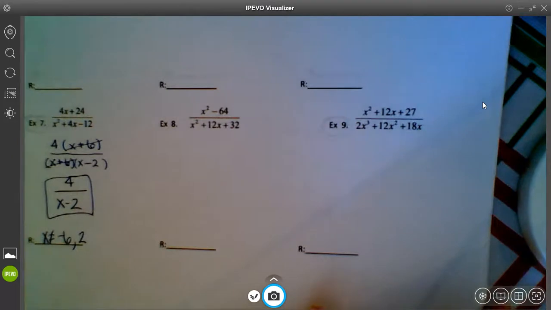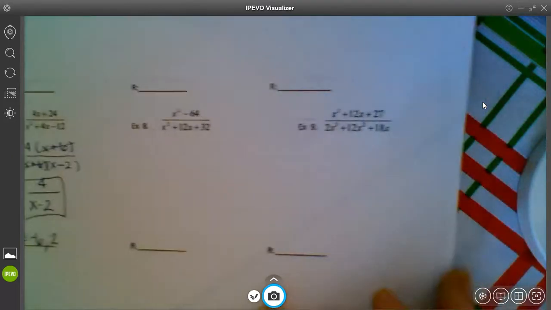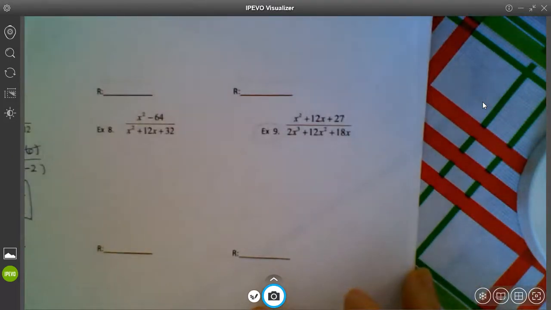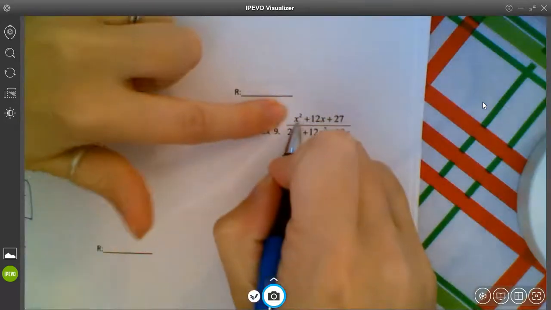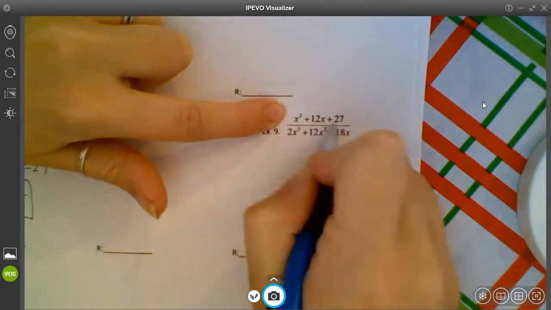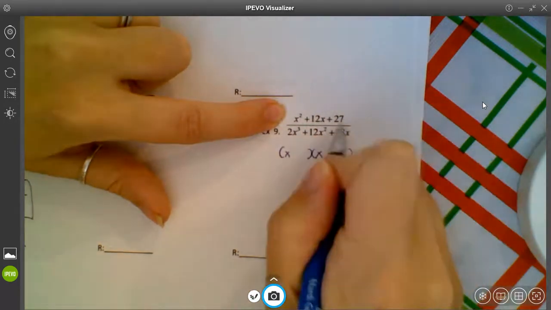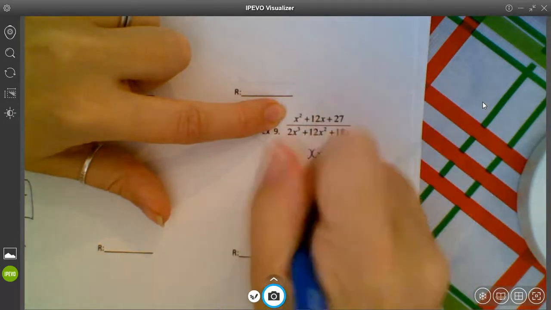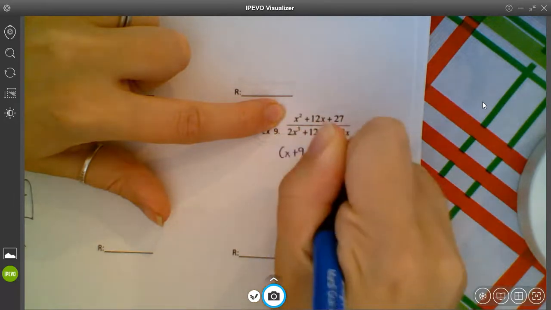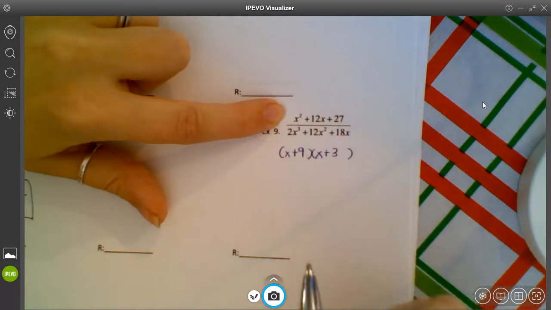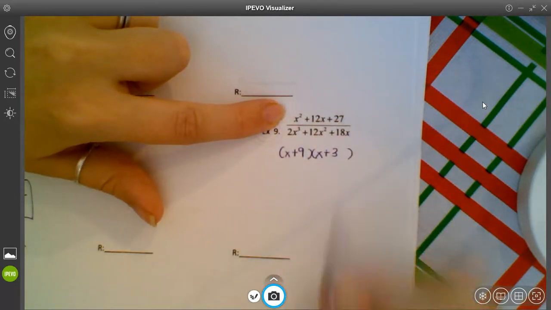Number 9 looks a little more complicated. It's not. It's just more factoring. So the first step is factoring. So I look at the top and I see, all right, this is definitely going to be simple factoring. So that's an x and an x, and I need factors of 27 that give me 12. That's 9 and 3, because 9 times 3 is 27, and 9 plus 3 is 12.